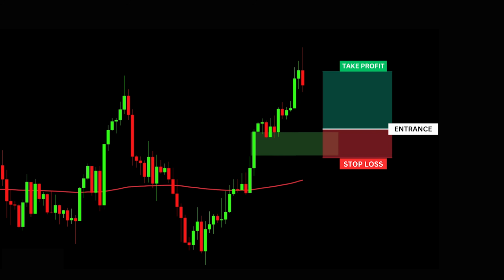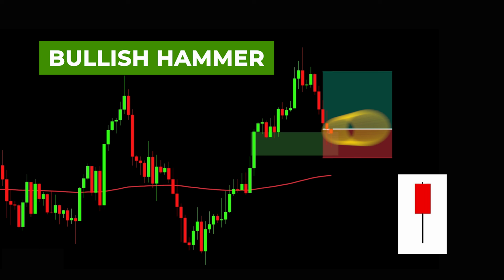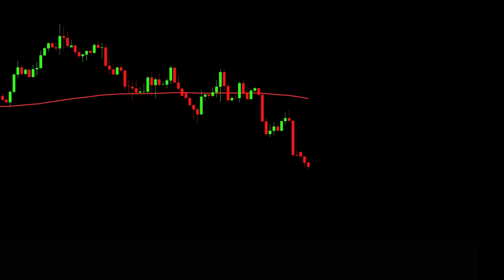A few hours later, the price touched the fair value gap, formed a bullish hammer, and our buy order was activated. As expected, the price continued its upward rally and successfully hit our take profit. Now, before we jump into the practice session, let's take a look at a sell example. I'm sure you've got the logic by now.